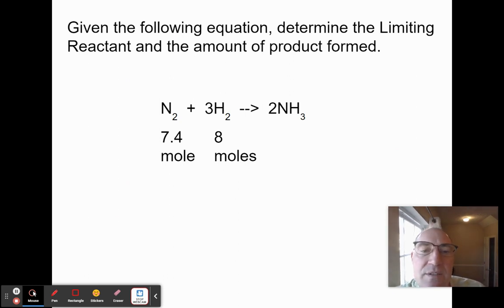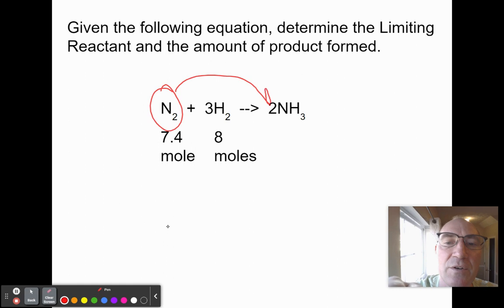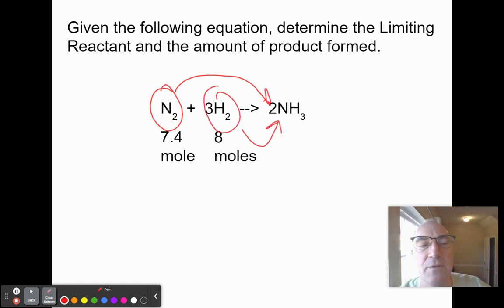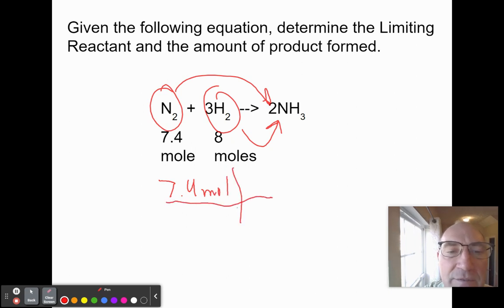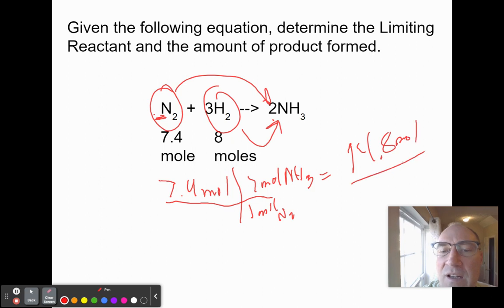Now, when you do this, this is the math part of things. What's going to happen is they're going to have two things here. And what you're going to do is go to both of these and figure out which one makes the least. The one that makes the least is limited, and that is the correct answer. So we're going to do 7.4 moles. This is just a mole problem, so this is an easy way of doing this. Does everybody see it's a 1-to-2 ratio? So we're going to do 1 mole of N2 and 2 moles of NH3. So look, theoretically, I could make 14.8 moles if I have this much.